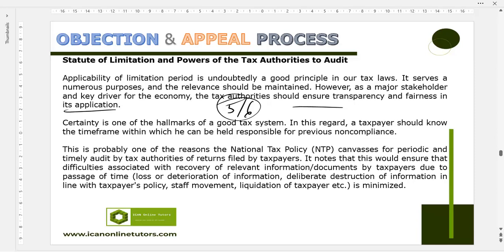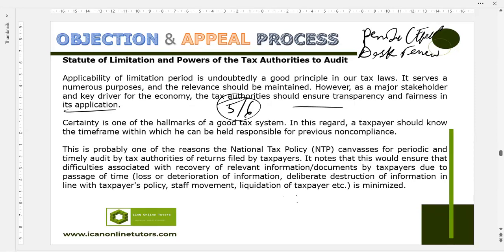Remember, I mentioned earlier that we have two types of audits. The first is the periodic audit, which is the field audit. Then what's the second one I mentioned? Can anyone remind me? I want to assume you have not revised your notes. So we have the desk review.